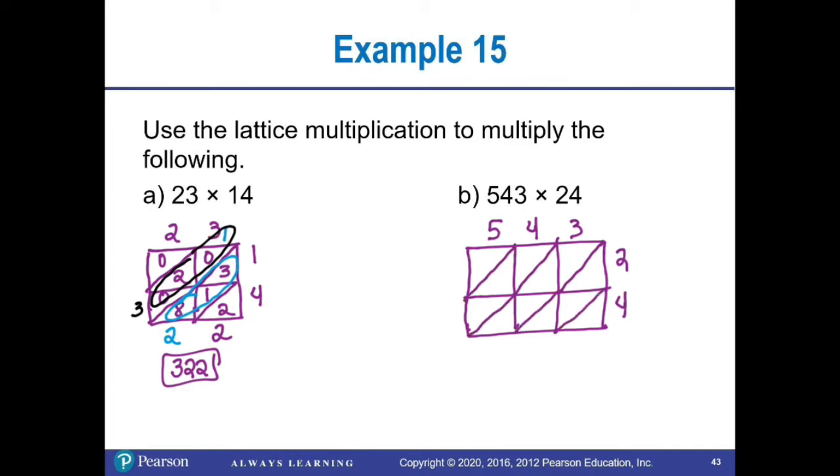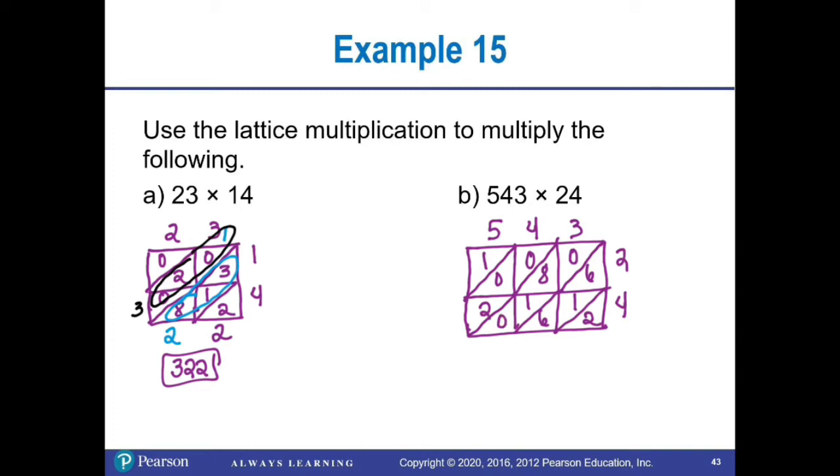And then we multiply. 3 times 2 is 6, or 0, 6. The 0 goes in the top triangle, the 6 goes in the bottom. 3 times 4 is 12. The tens place, the 1 goes in the top triangle, and the 2, the ones place, goes in the bottom triangle. 4 times 2 is 8, or 0, 8. 4 times 4 is 16. Notice again the tens place, the 1 goes in the top triangle, and the 6, the ones place, goes in the bottom triangle. 5 times 2 is 10, and 5 times 4 is 20.